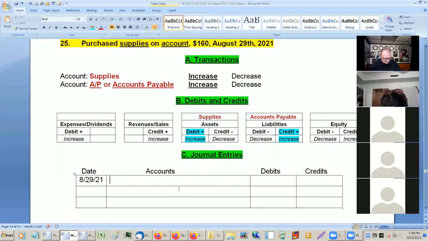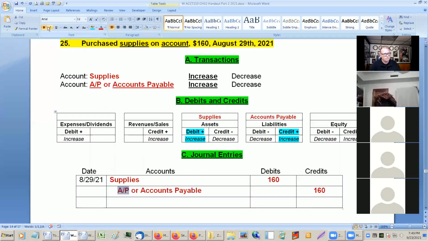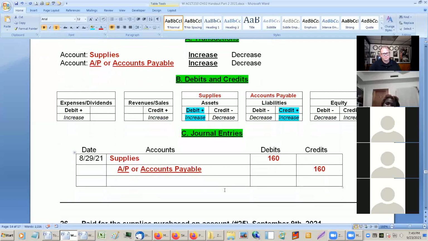Okay, supplies. That's going to be it. So AP or accounts payable, either one. You know, if you feel this is fine.